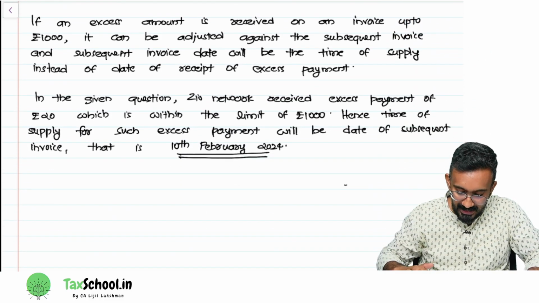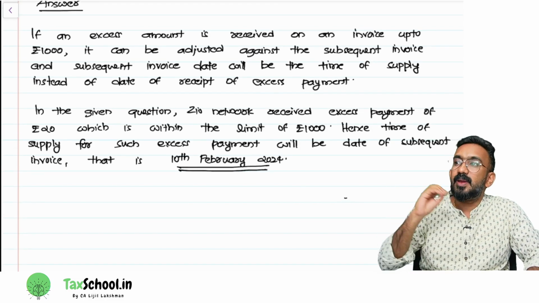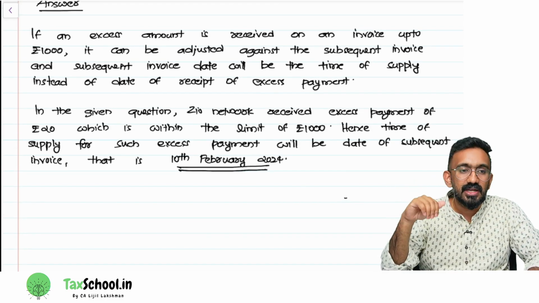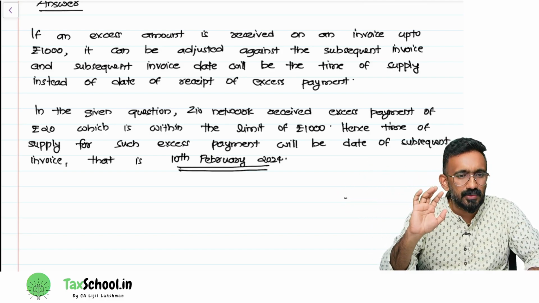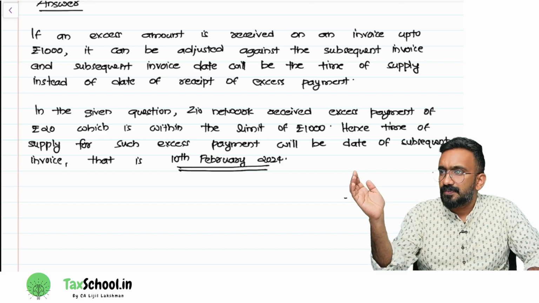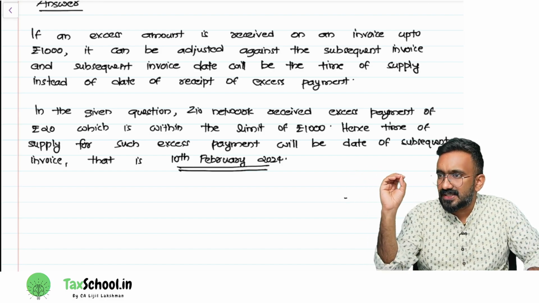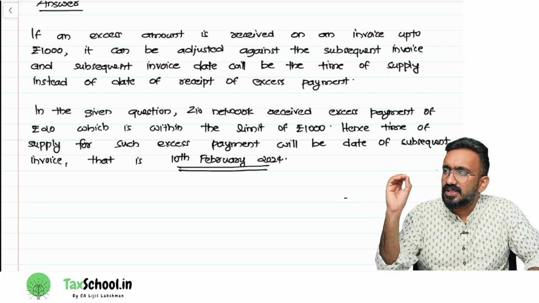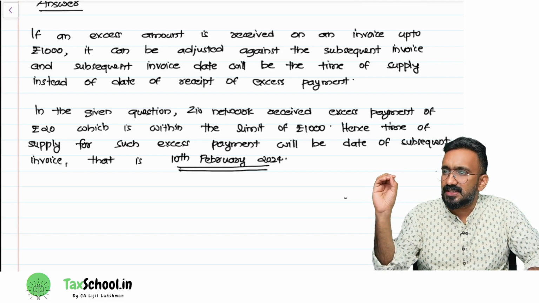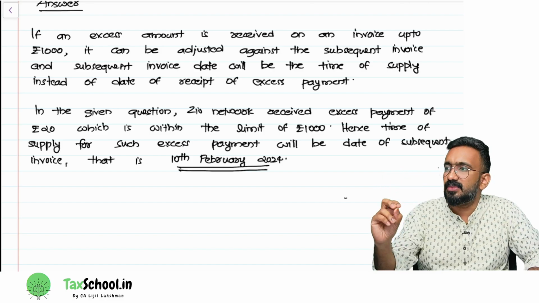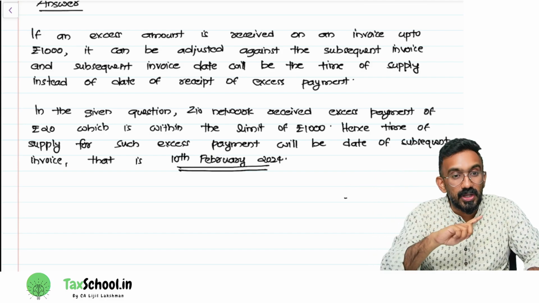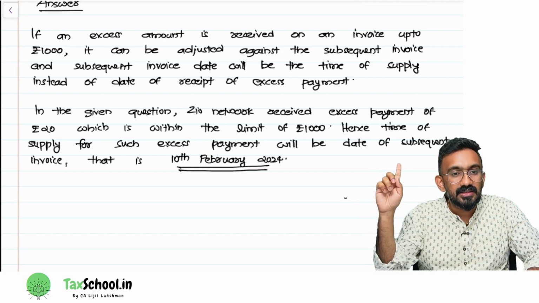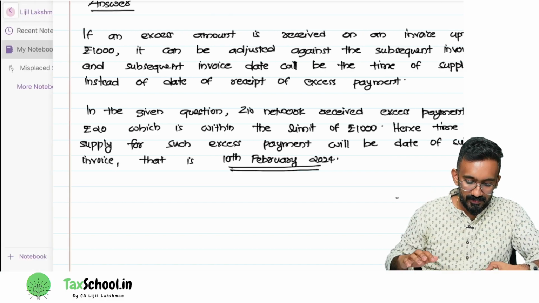So I have written this as an answer here. If an excess payment is received on an invoice up to rupees 1000, adjust with the next bill. The next bill date would be the time of supply. Don't treat it as an advance, right? So in the given question, Zio Network received excess payment of 20, which is within the limit of 1000. Hence, time of supply for such excess payment will be the date of subsequent invoice, that is 10th of February. It will not be the date of excess payment, it will be the next bill date. This is the provision that we have.